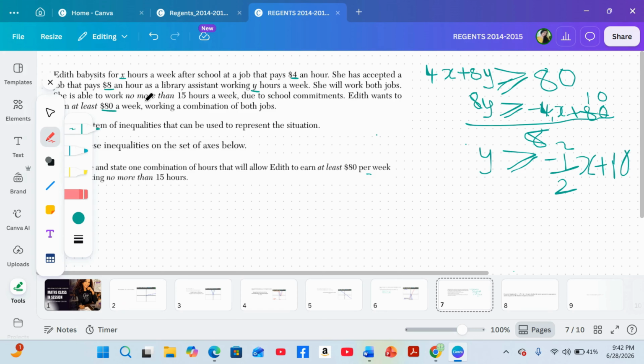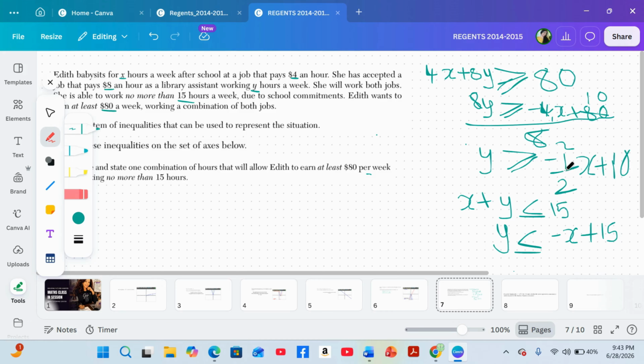The second inequality says she can't work more than 15 hours. So x plus y should be less than or equal to 15. In terms of y, this will be y less than or equal to negative x plus 15. Okay, so let's go over to our calculator.